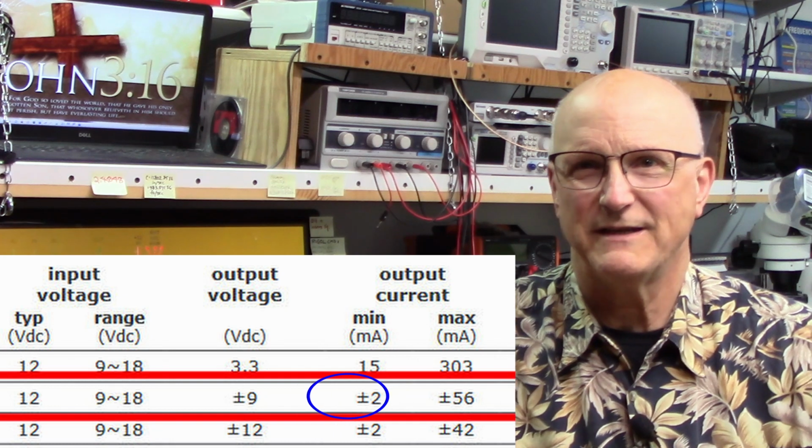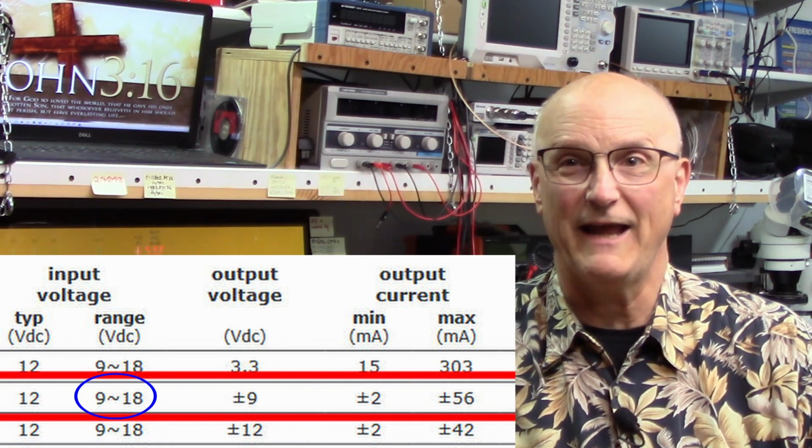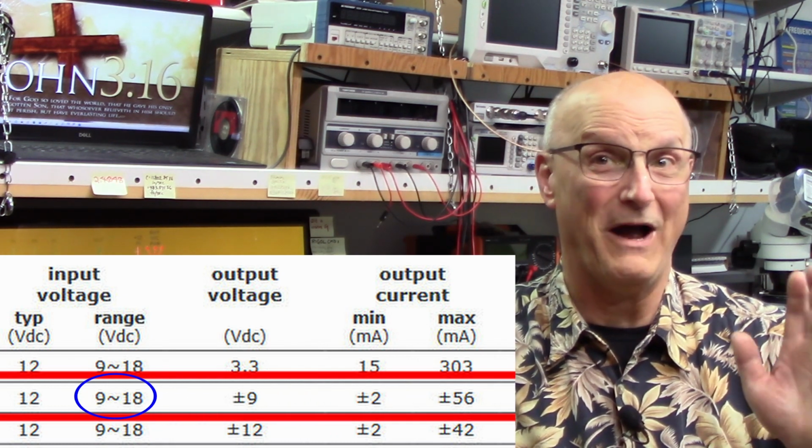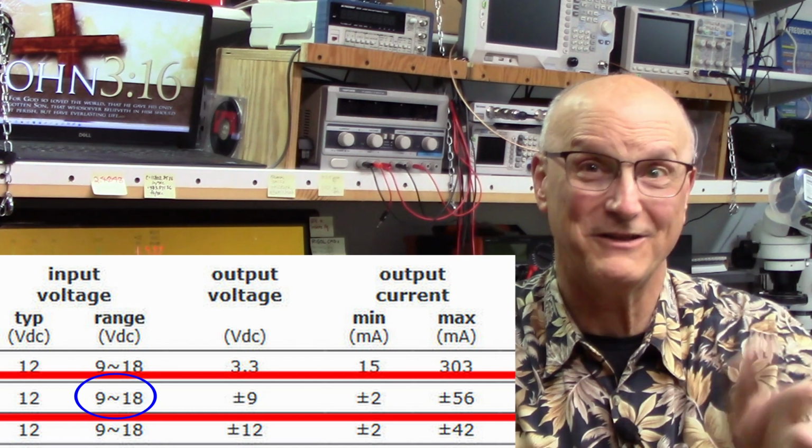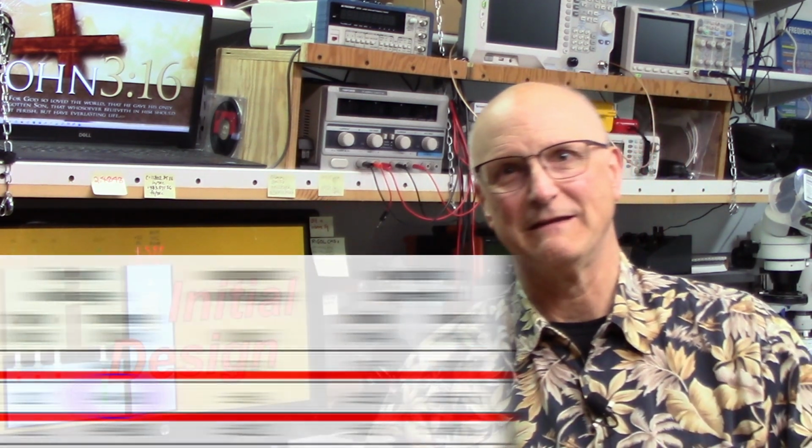Then there's some more good news about this great little module. It tolerates input voltages from 9 to 18 volts. Wow, that's a really nice input voltage range. Okay, so it costs $8.56 a piece. But from my perspective, it's worth every penny.